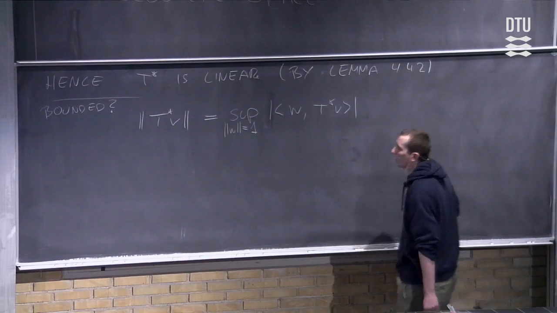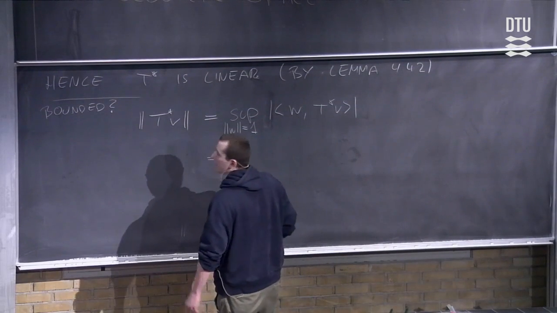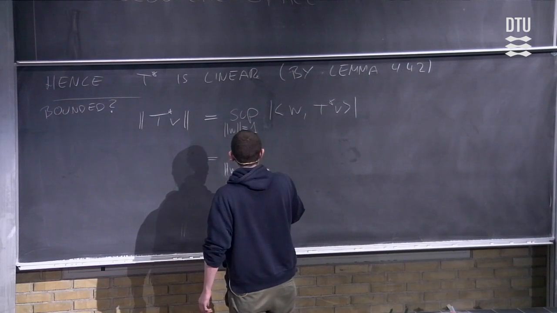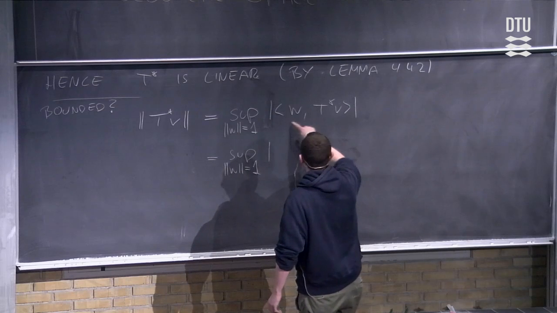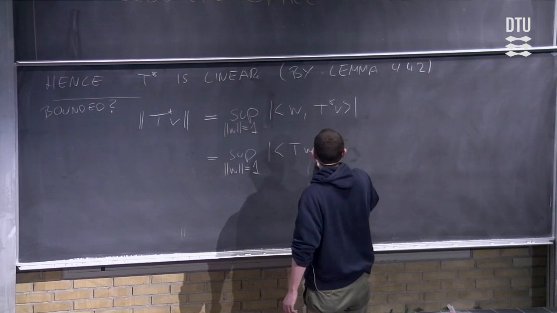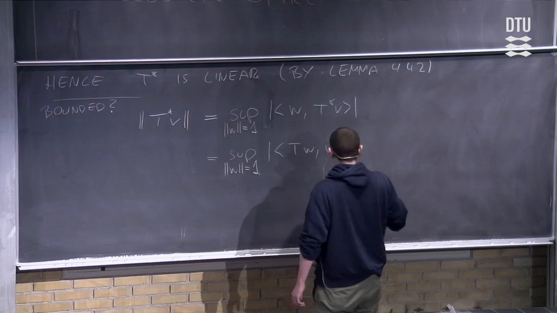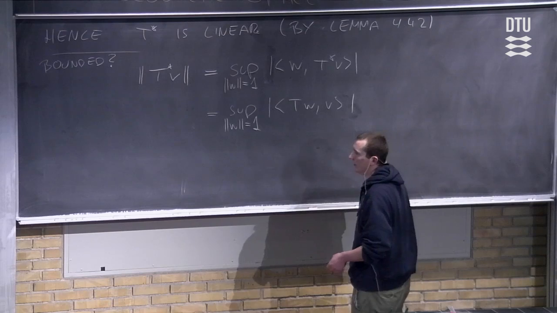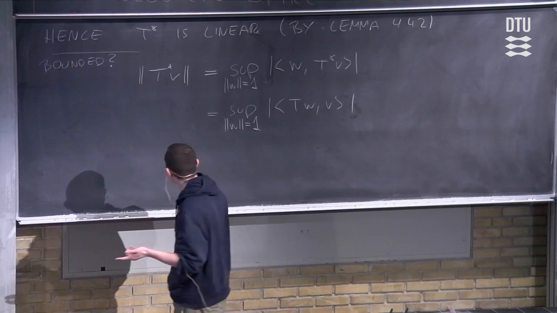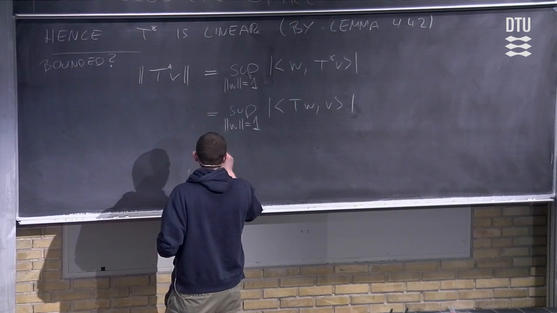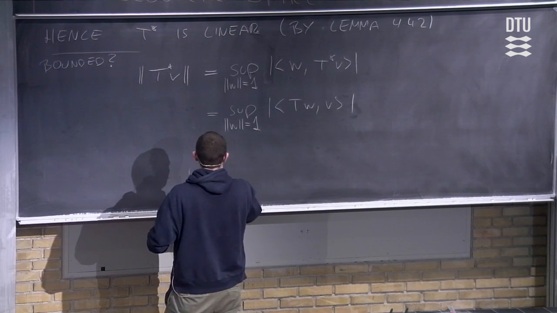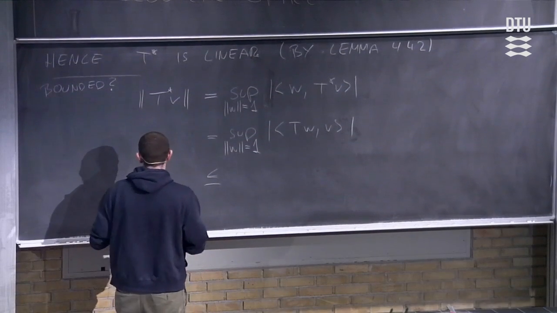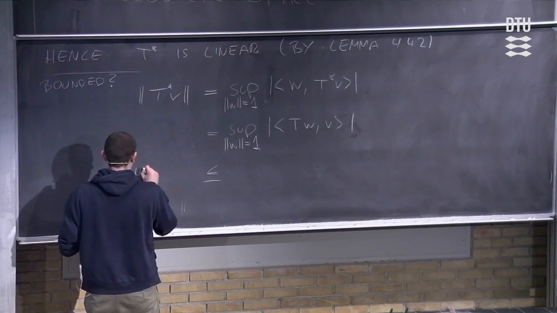Okay, so what do we do now? Well, the only thing we can do, again, is using the definition of T star. So we can move this over to the other side, so we get TW, V. And now we're happy again, because now we have something about T. And T we know is linear, and we know T is bounded. So what we can do now is use Cauchy-Schwarz.